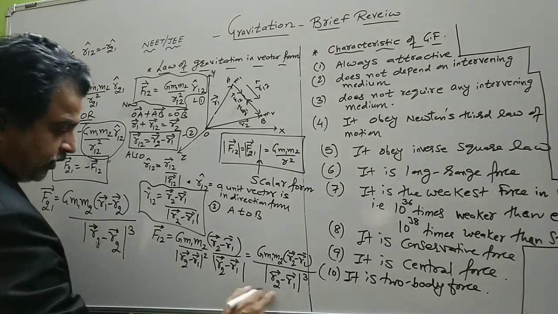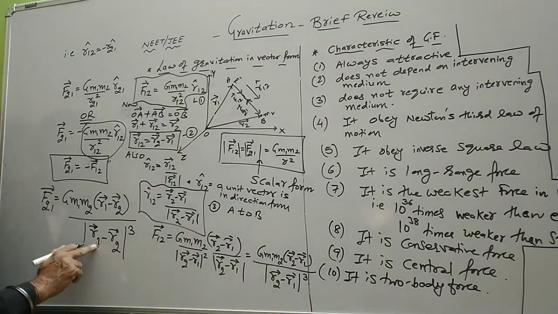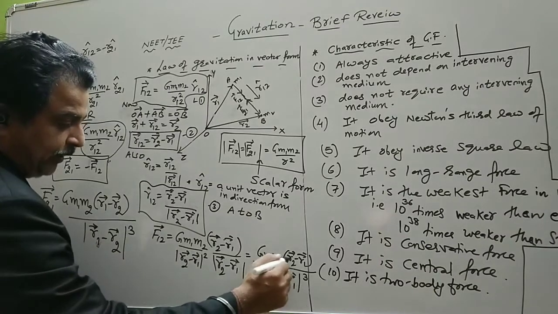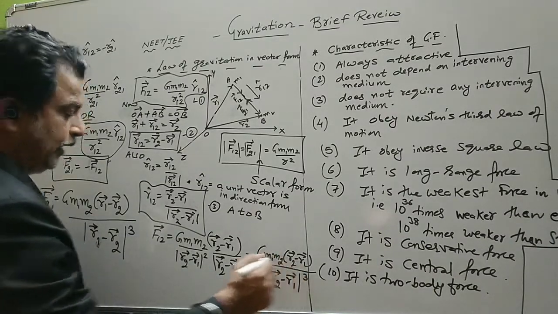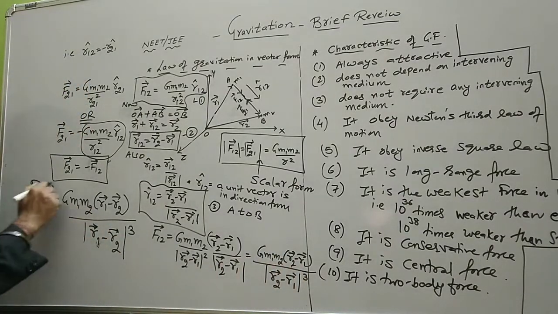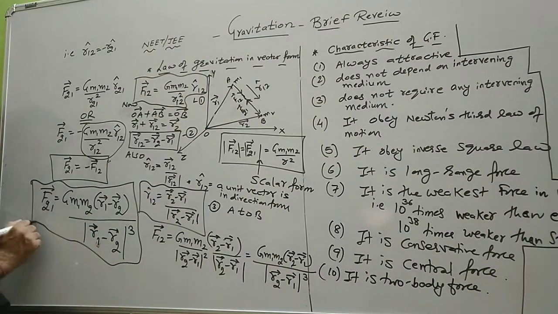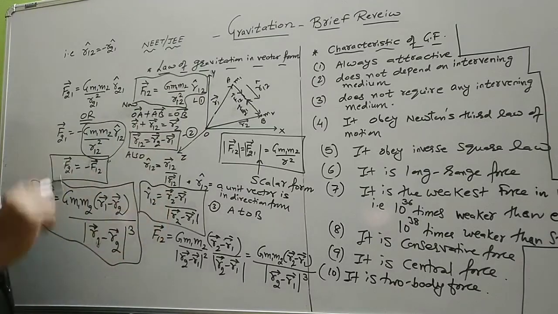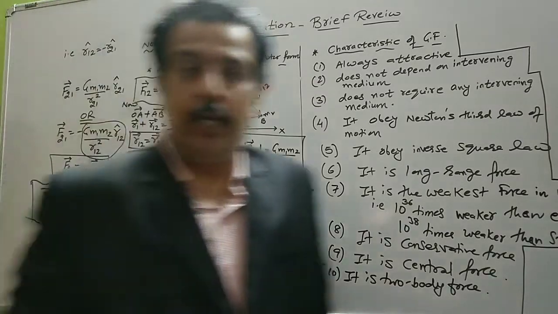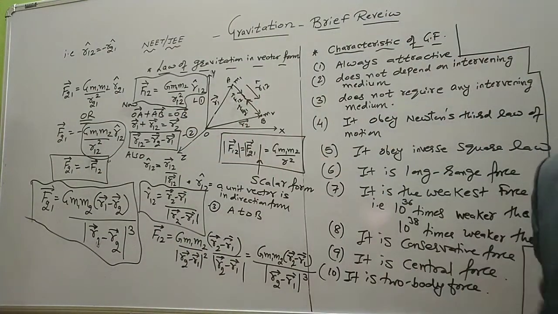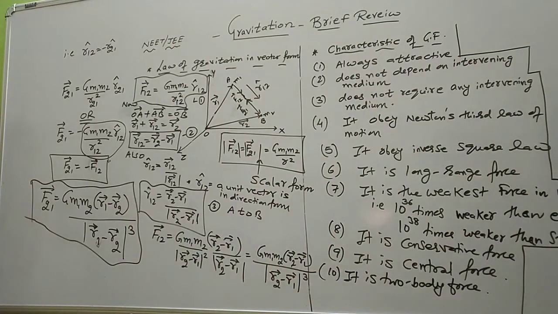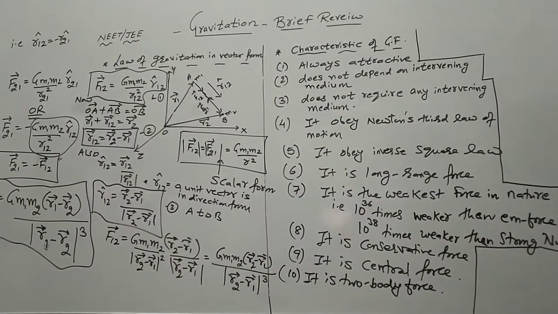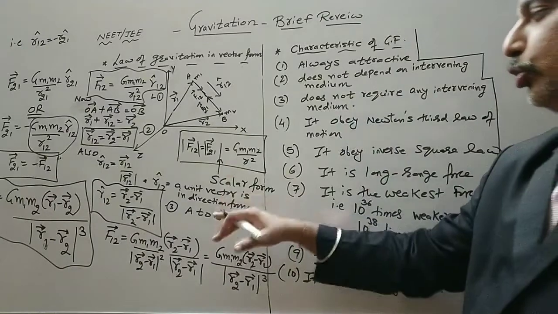So if we interchange this, it does not make any difference in the denominator, but in the numerator here it is R2 minus R1, here we have R1 minus R2. So all the equations written in the box are important. This is how we derive this law of gravitation. So I have derived this law. You keep a note of this.